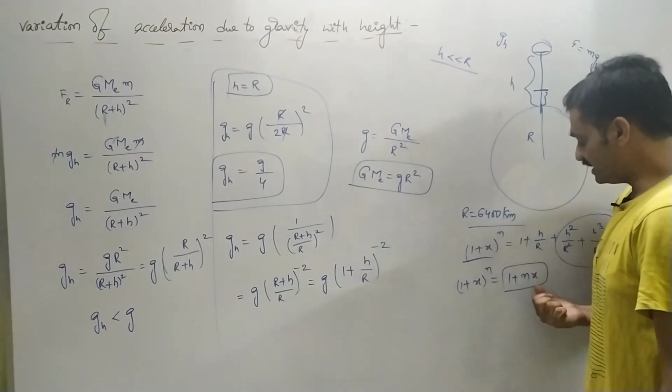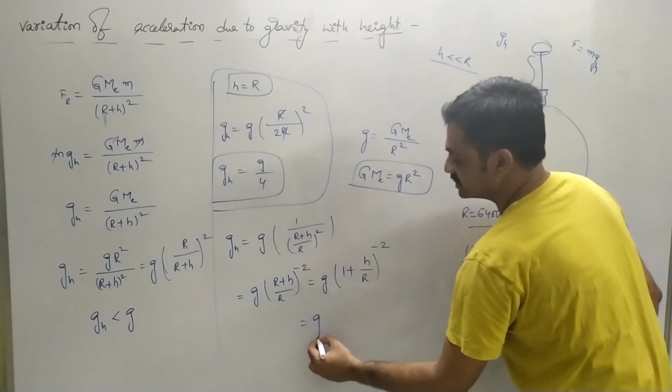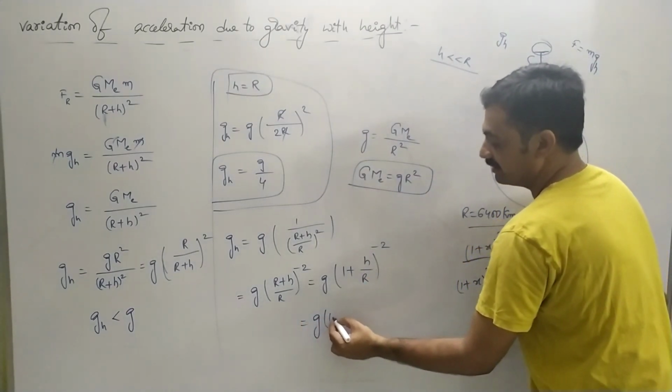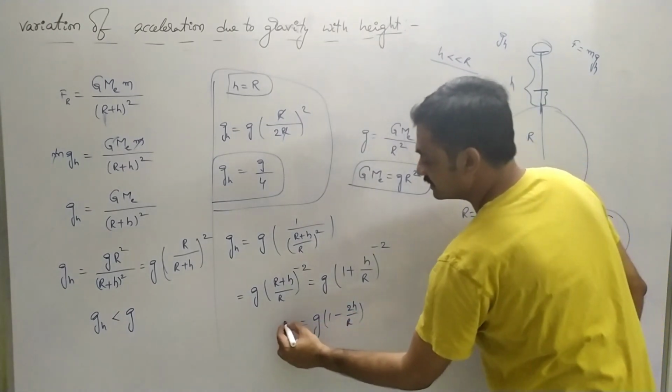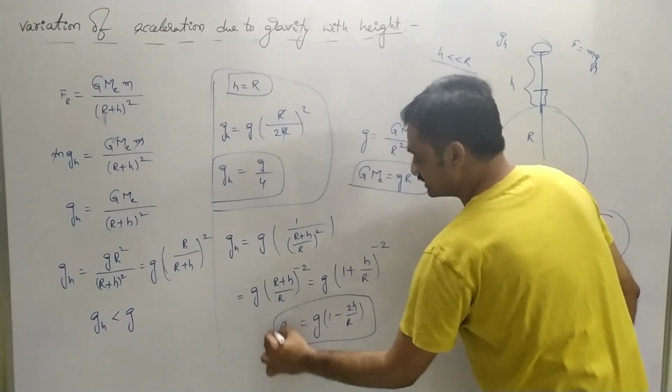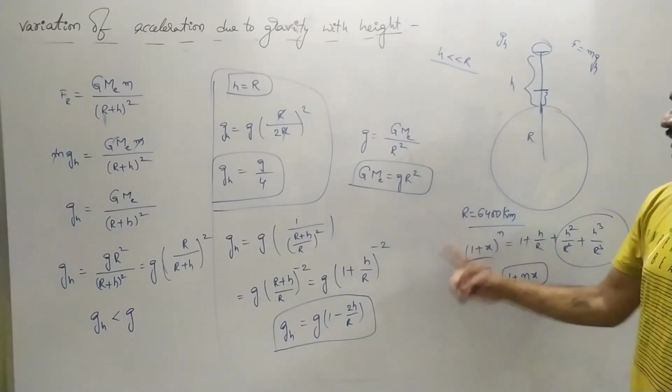So as we substitute in the place of n, here we have 2. Then acceleration due to gravity at a height h is given as 1 minus 2h by r. This represents the acceleration due to gravity at height h when we consider smaller heights.